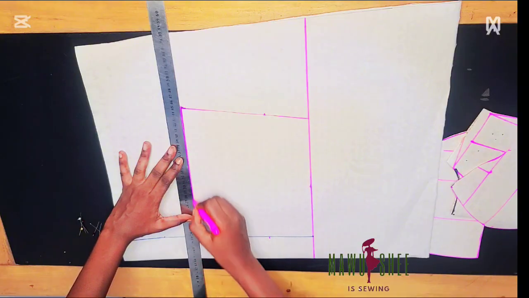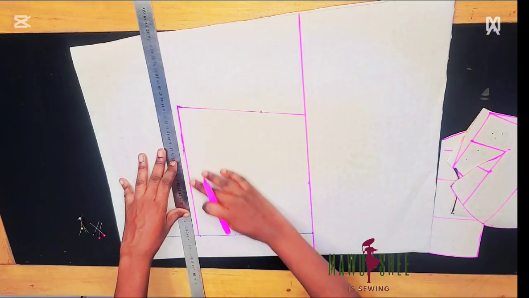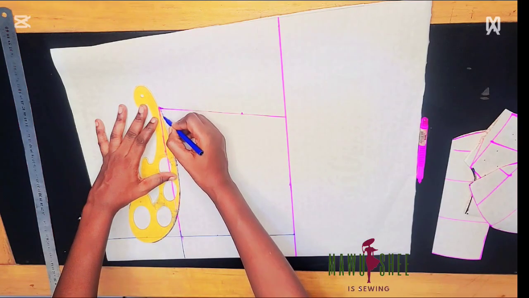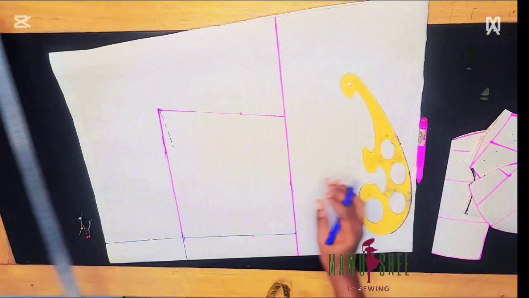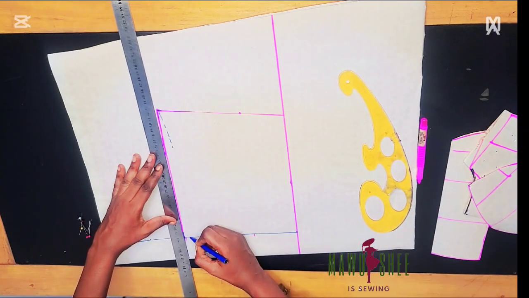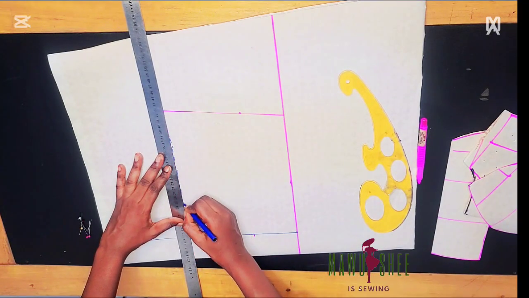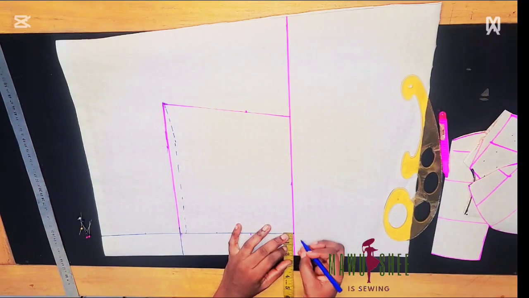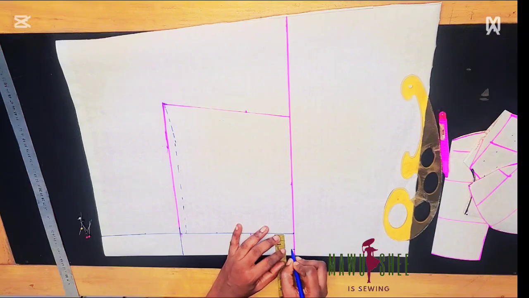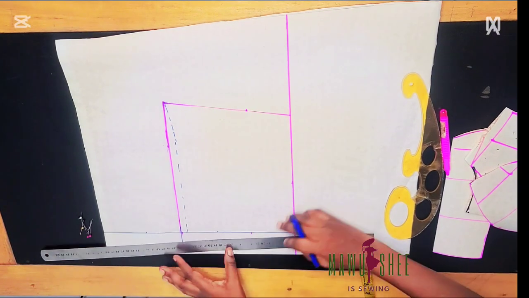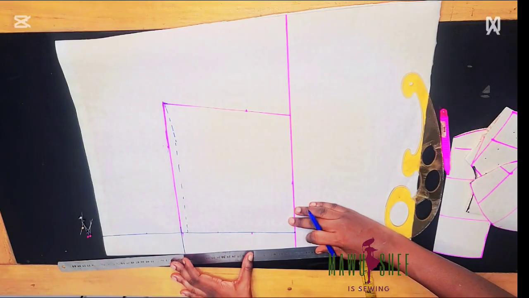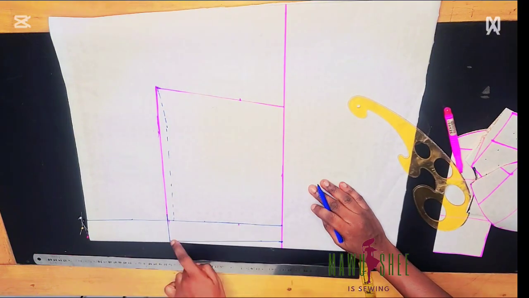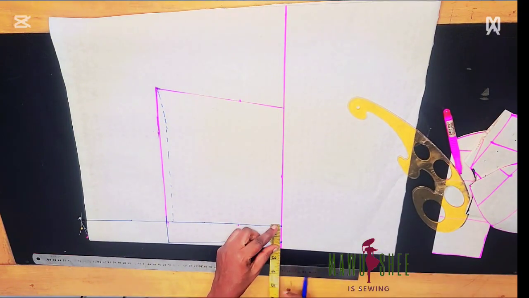So after getting it like this, you're going to rule a straight line to join the zip line like this. If you like, you can give the back a curve. I'm going to leave mine straight because of the presence of the yoke. If you use the curve, you might have to add a few more inches to the yoke, so I don't want that kind of complication. I'm just making mine straight.